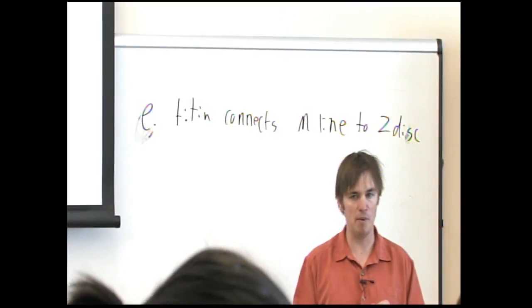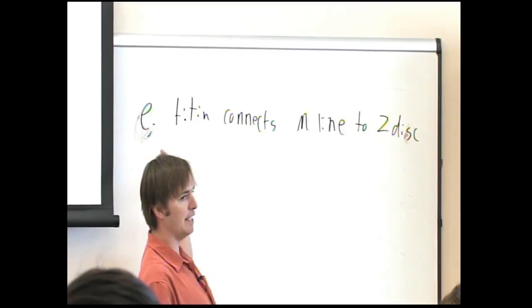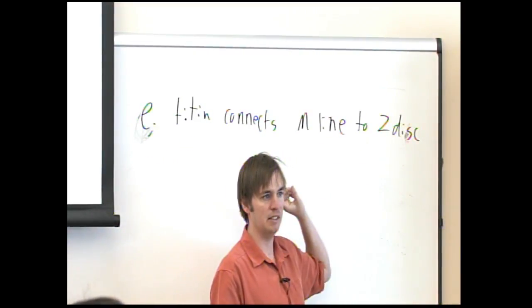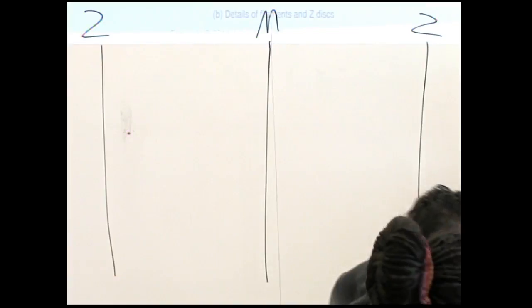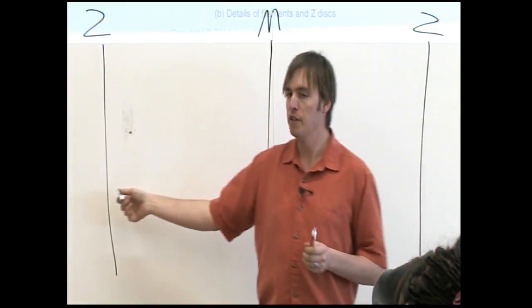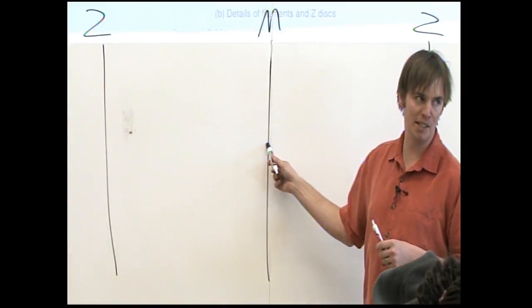So I messed up on what I wrote on there for one little thing. So for E, it should say titin connects M line to Z disc. So I wrote it wrong on that paper. All right, so every sarcomere, you've got your two Z lines on the ends, and then the M line in the middle.